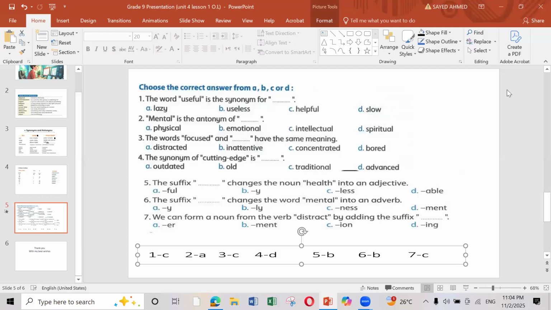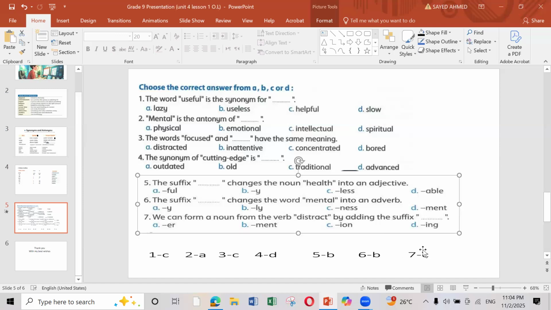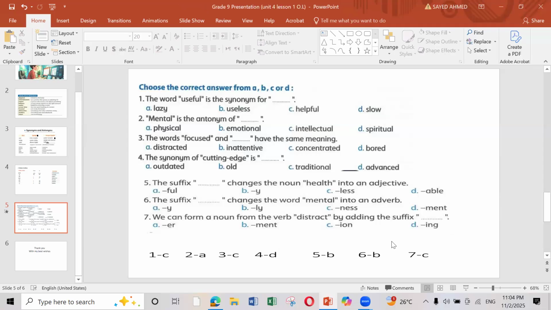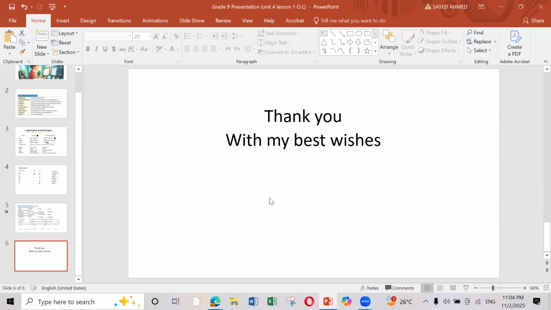I want you to answer first and then look at the answers here as it was mentioned for you in the slide. By this time, we have finished the first lesson in Unit 4. I hope you understood the meanings of the words and enjoyed our lesson together, or enjoyed the lesson with me. Thank you with my best wishes.